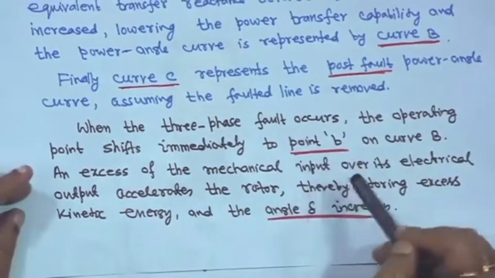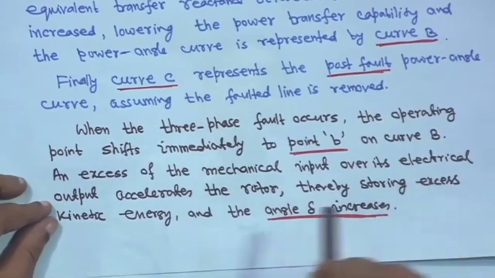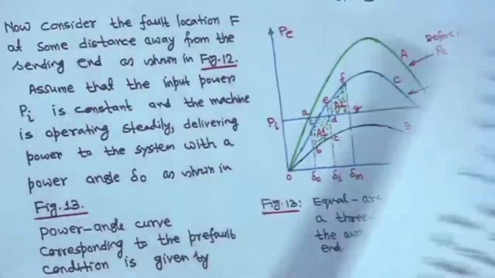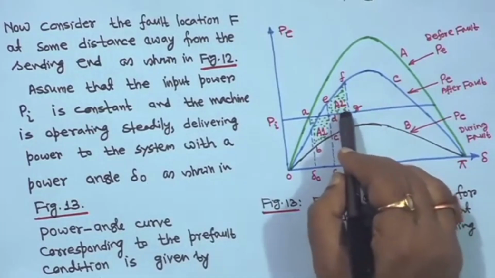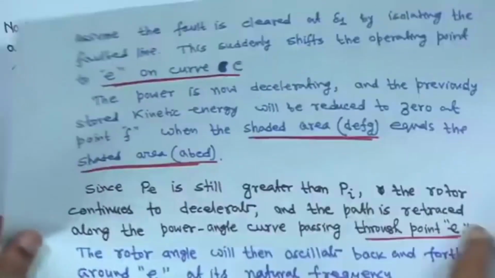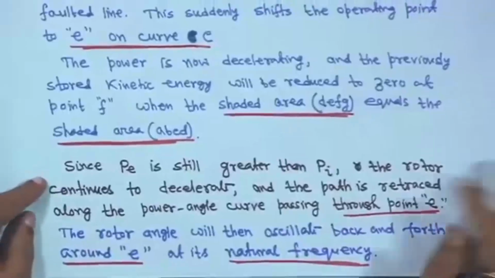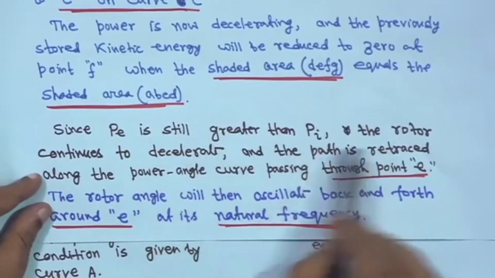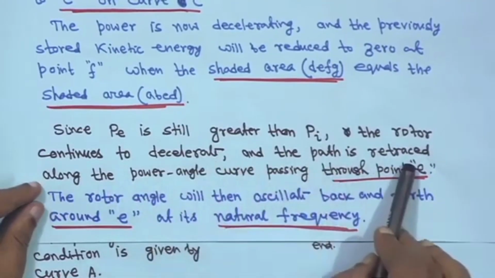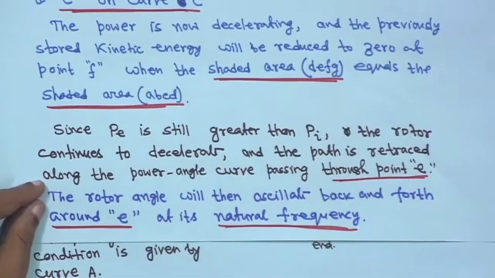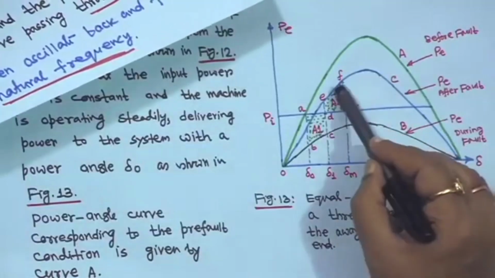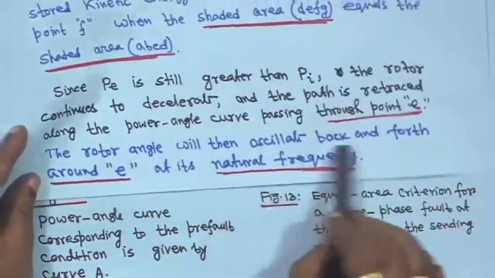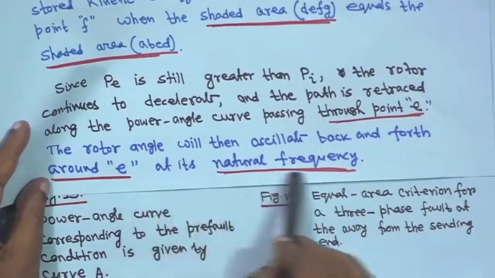I hope you will pause it and read it, whatever I said is mentioned here. That means if these two areas are equal, if A1 is equal to A2, then we will find the clearing angle and everything. Look at this paragraph: since P is still greater than Pi, the rotor continues to decelerate and the path is retraced along the power angle curve passing through E. So the rotor angle will then oscillate back and forth around E at its natural frequency.